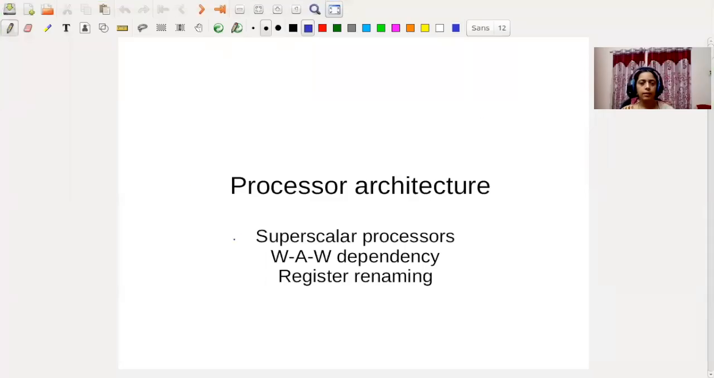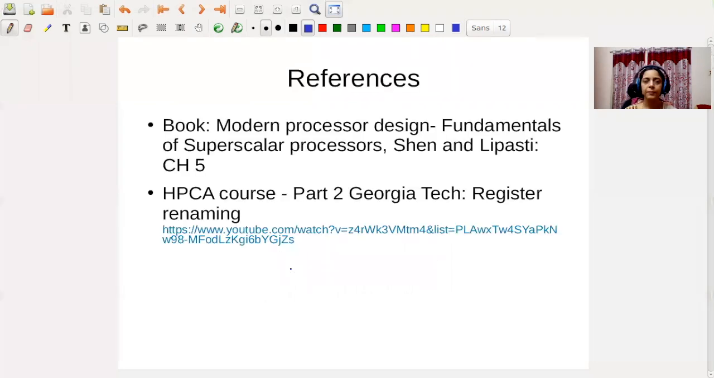So before we discuss the superscalar processes, we have to understand a couple more concepts. And the first one is what is called register renaming. So we'll discuss what is register renaming and what is the need for register renaming. I've used the concepts from chapter 5 of Shen and Lipasti for register renaming. You can also refer to this course, which is available on YouTube, part 2 of the HPCA course from Georgia Tech, for register renaming.